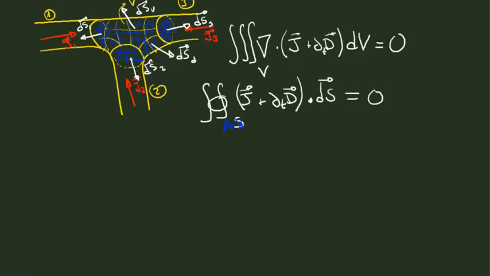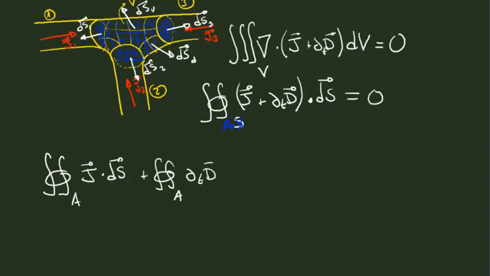Now I'm going to distribute this integral, and then it becomes the integral of J on a closed surface, dS. Remember, my dS is the collection of all these partial dS, dS1, dS2, dS3, and so on and so forth, plus the closed integral on A. We call this A, area, surface, I'm messing up there, no problem, of ∂D/∂t dot dS. This equals 0.